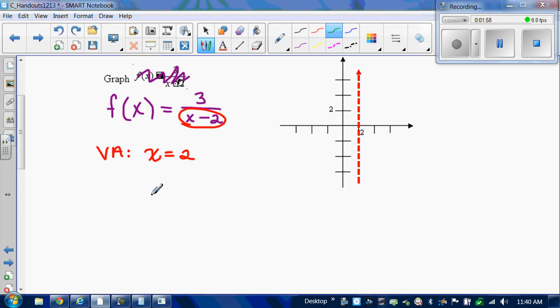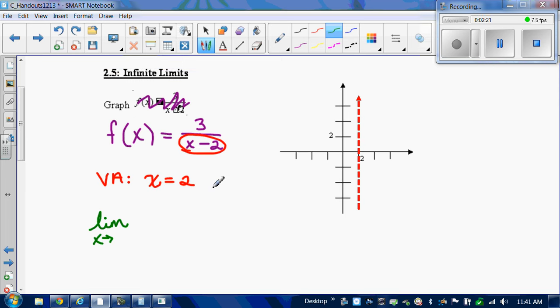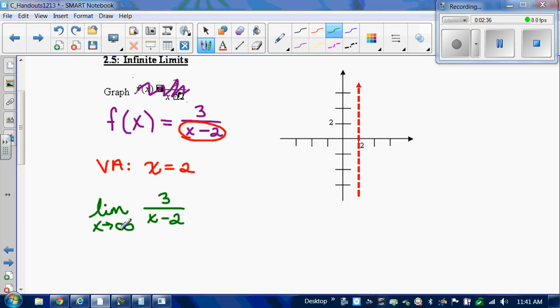So, let's think about the limit as x goes to... oh no, we haven't talked about infinite limits yet. So, yeah, let's talk about when x goes to infinity, what this function is going to do. Now, we haven't talked about infinite limits yet, so we need to think about both our pre-calculus training and what we think it's going to do just by plugging in numbers that are larger and larger and larger.